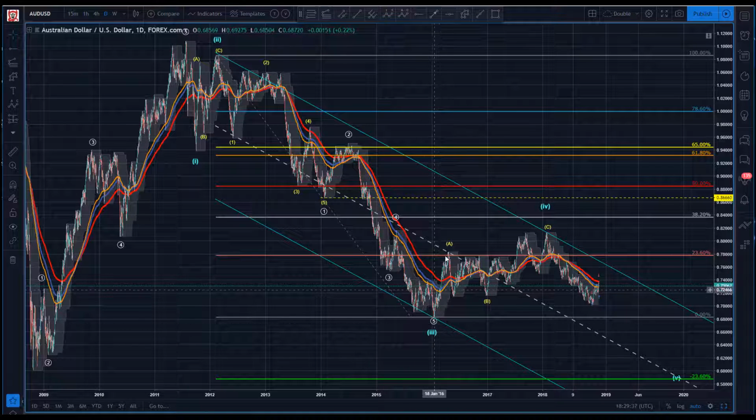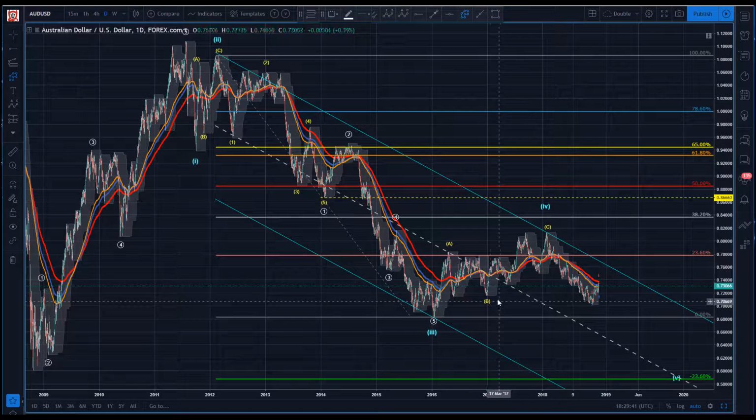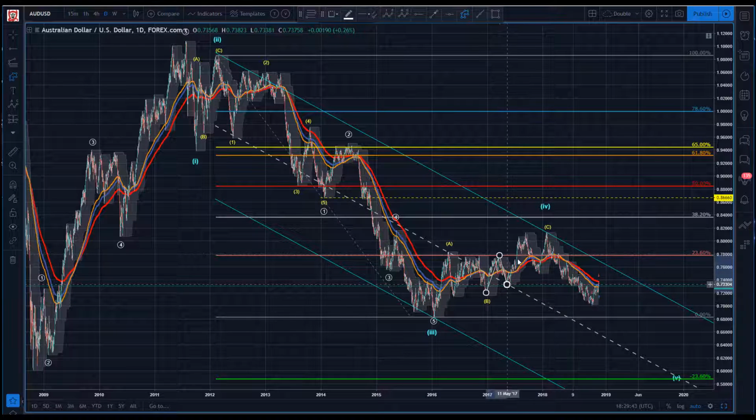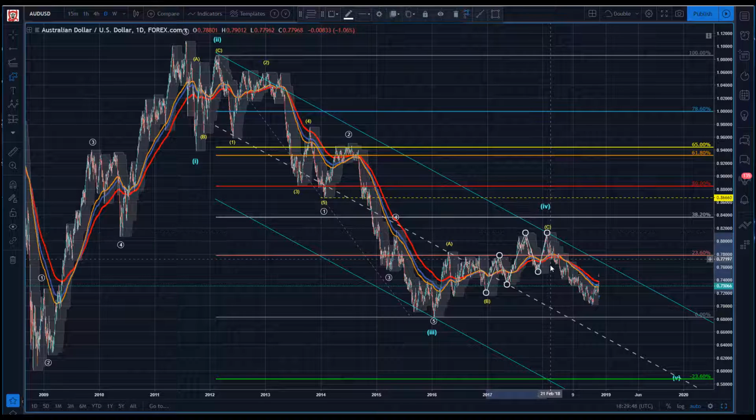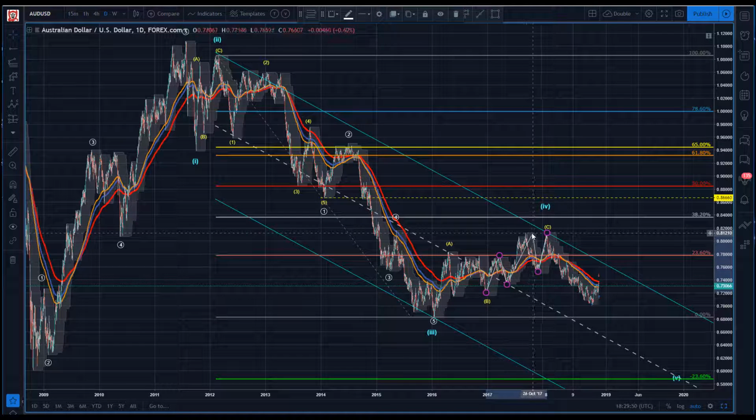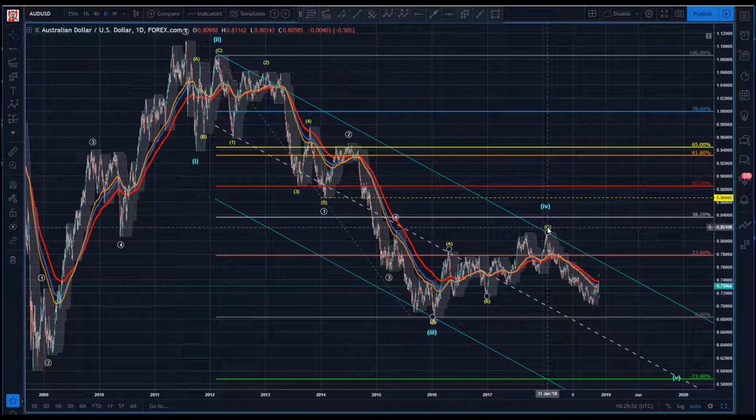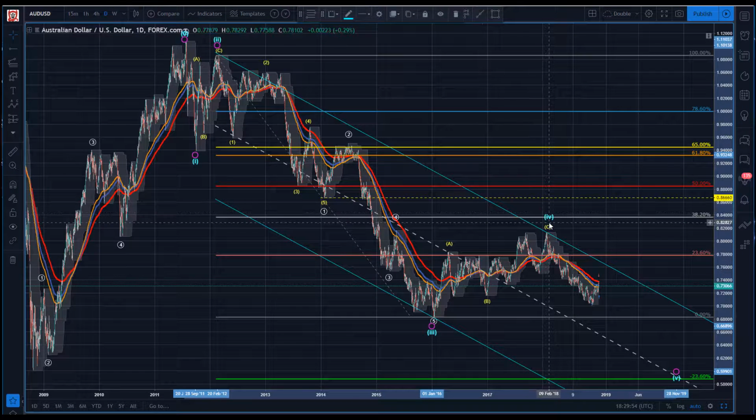And then it looks like we get an A, B, C into the B, and then we finish with this little diagonal, which is pretty easy to spot here. So you can see the 1, 2, 3, 4 into a double top for the 5. That appears like what we have here to finish the C wave. So I have this as the C finishing the 4.